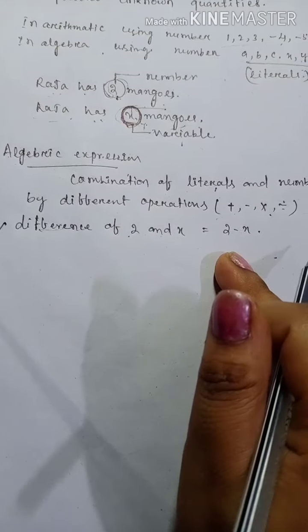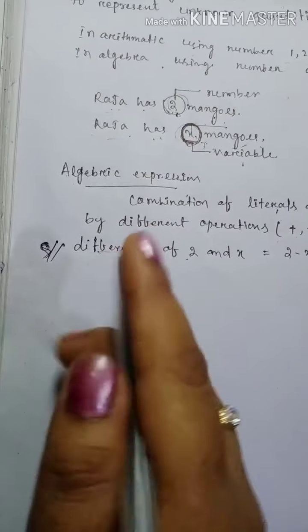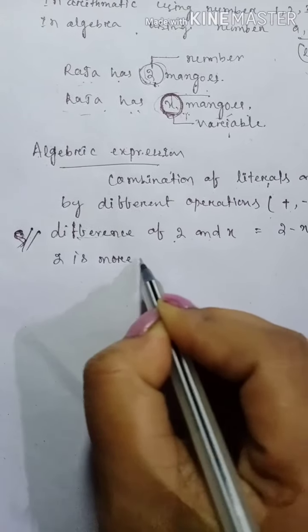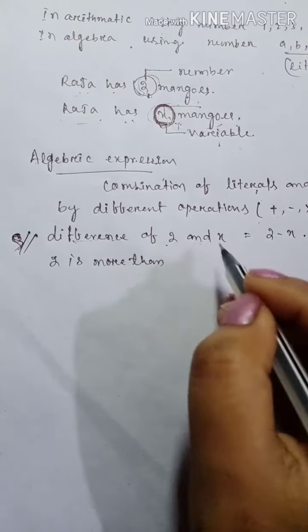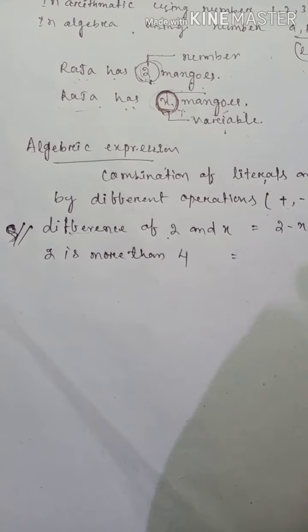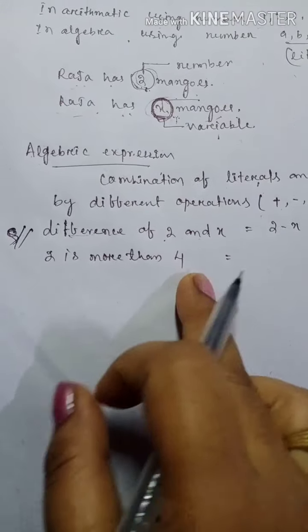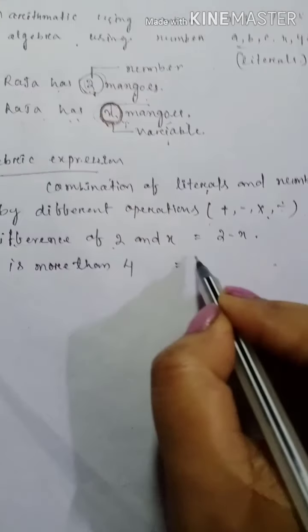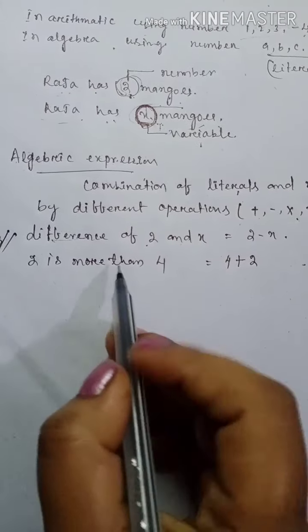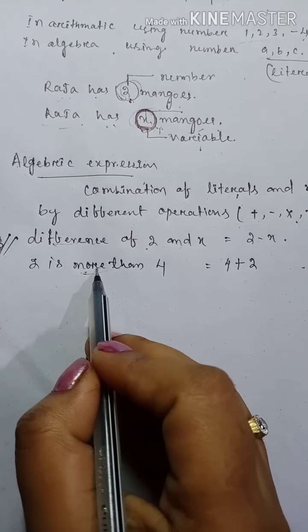These are the algebraic expressions. Another example, see. 2 more than 4. How will I write this? We can write this as 2 more than 4. So, what is the answer? 4 plus 2. Clear?